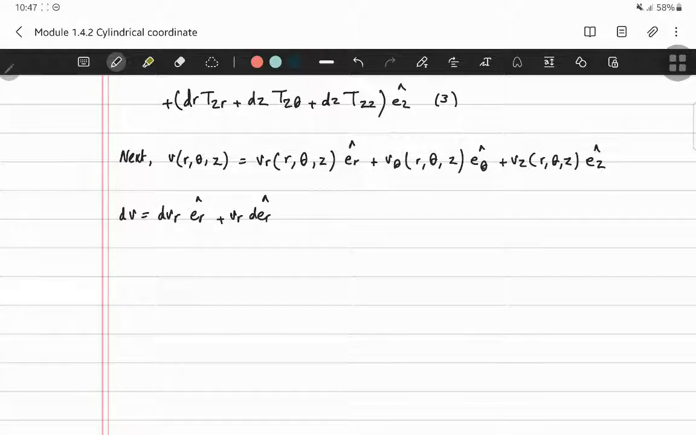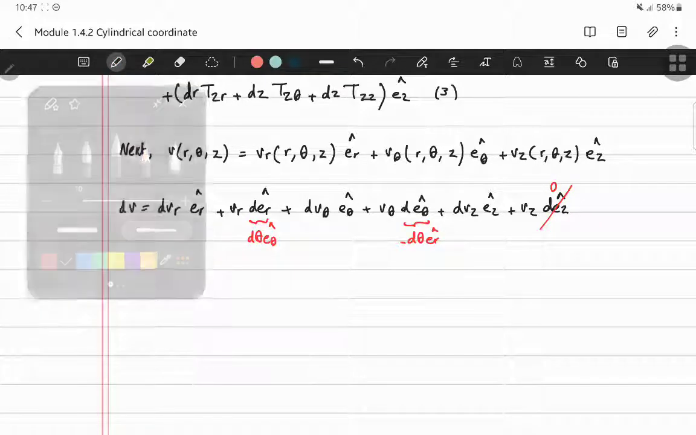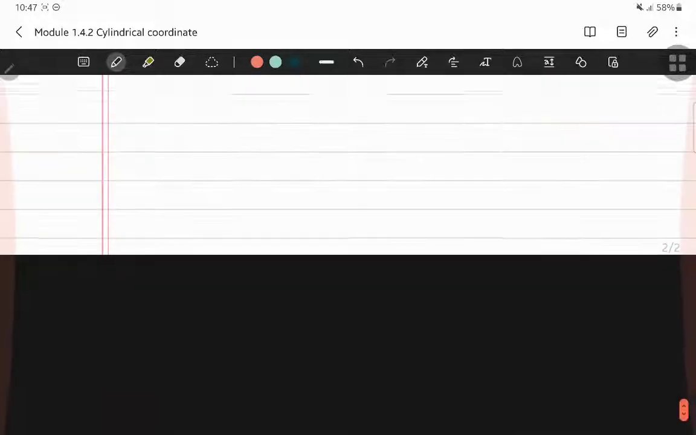So it is like this. So then we have dv theta e theta plus v theta d e theta plus dvz e z plus vz d e z. And here there are some things we need to take care of. This is 0 because we know that ez does not change. We have d er, so this one here is d theta e theta, and this d e theta, if you remember, is minus d theta er. So we next substitute this.